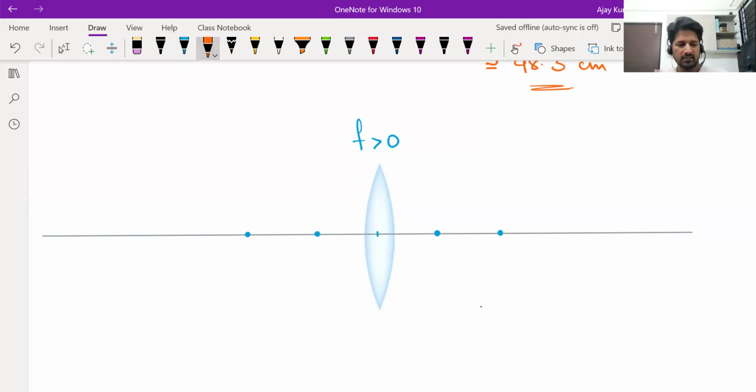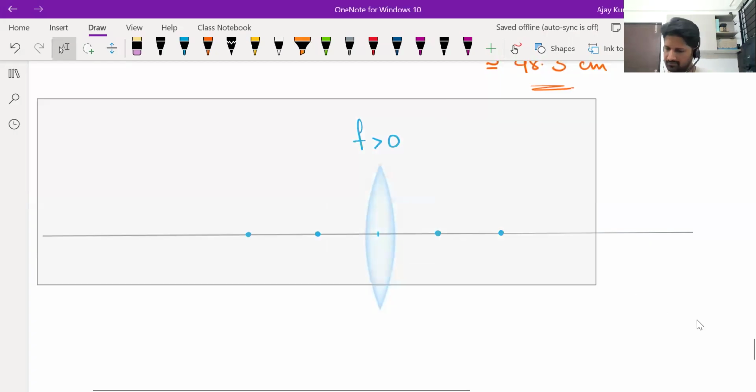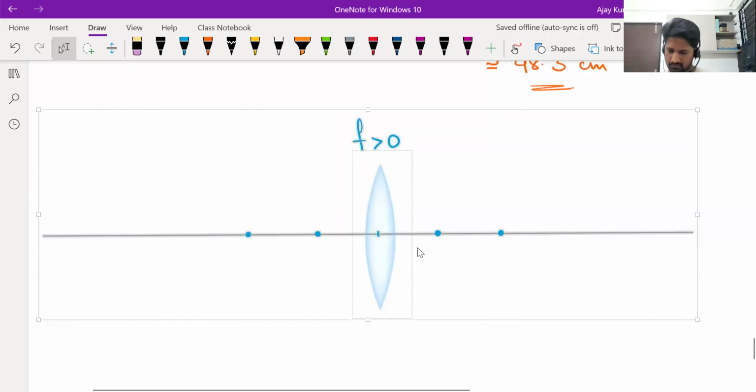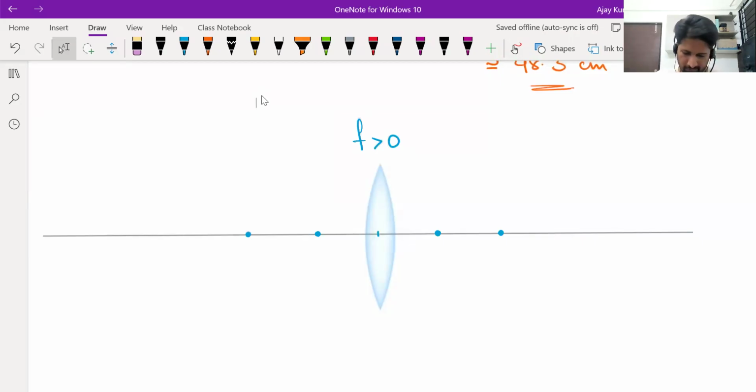Suppose object is beyond 2f on the left side. Basic ray tracing only. These are small objects that we are dealing with. One ray parallel to the principal axis passes through the focus.